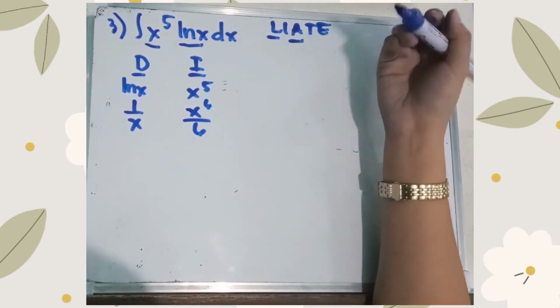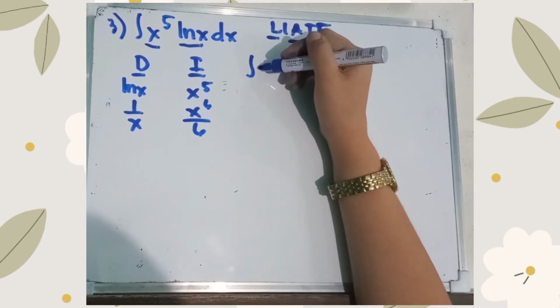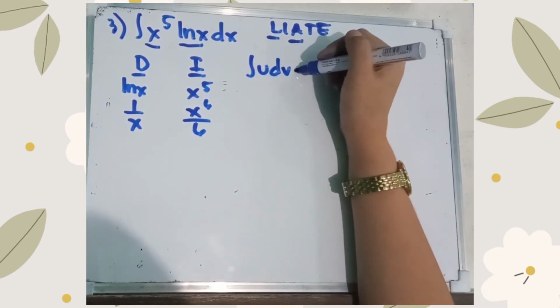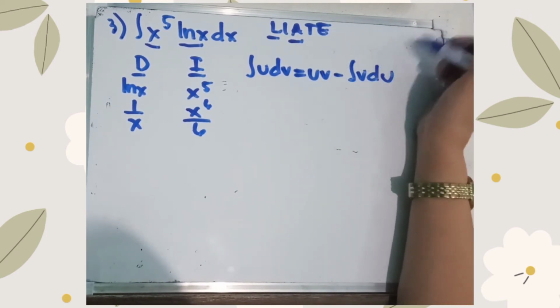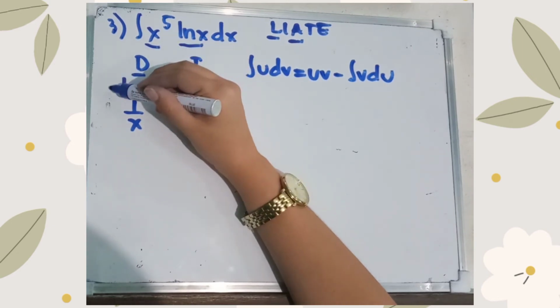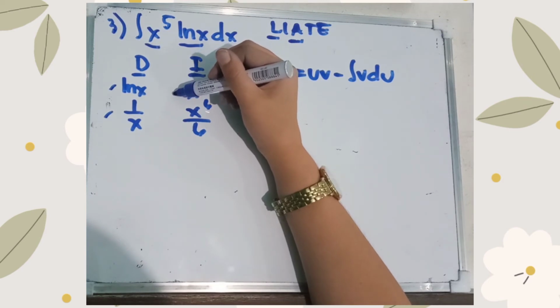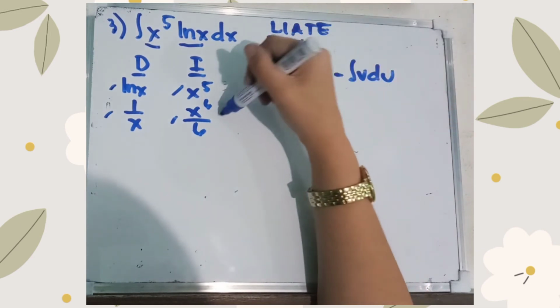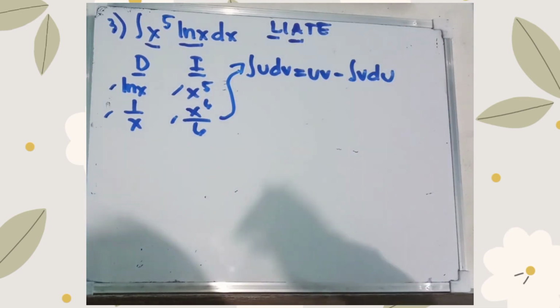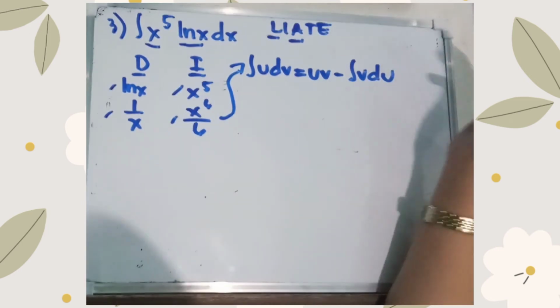But if you can still remember when we solve for integration by parts, that's the integral of u dv equals uv minus the integral of v du. This part right here is our u, this is our du, this is our dv, and this is our v. So therefore, we go back to our formula. This is one of those cases again where we still go back to using the long method.